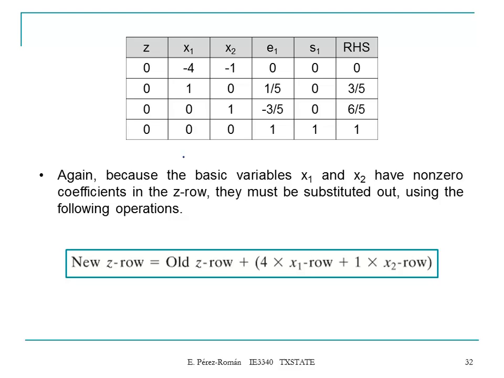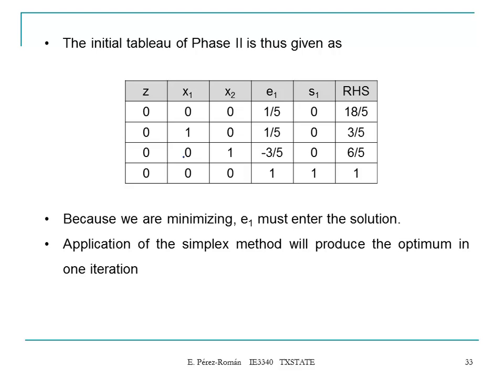We need to make those equal to 0 because those are your basic variables. So again, because the basic variables x1 and x2 have non-zero coefficients in row Z, they must be substituted out using the following operation, which is multiplying this row times 4 in this case and adding here, and multiplying this by 1 and adding to row 0. And that is right here. That's what we are doing to make those coefficients 0. And once we perform those operations, this is how the tableau is going to look. So now we make those 0.